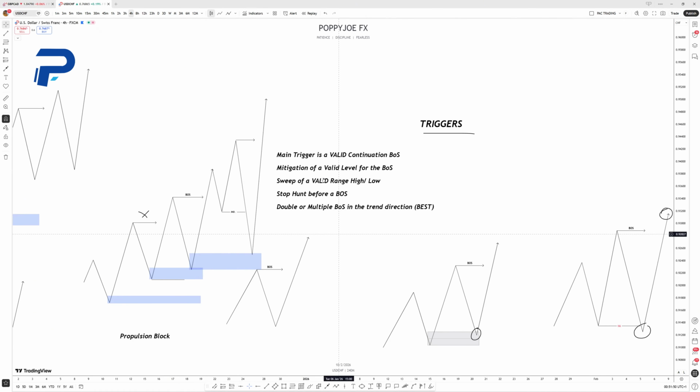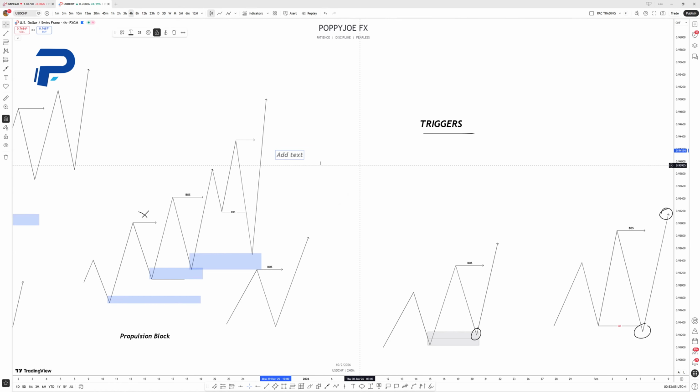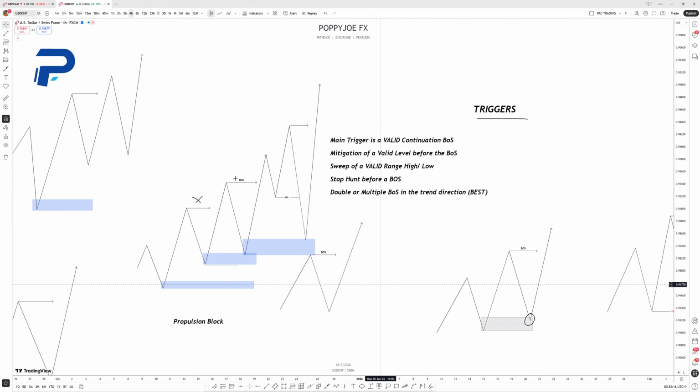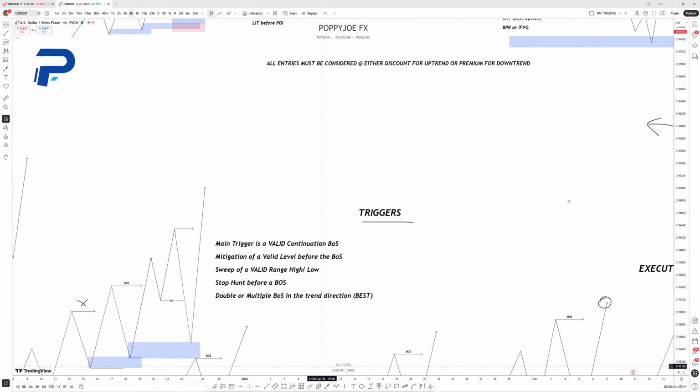Now, another thing that can also help you, apart from just having a valid BOS from a market structure point of view, is mitigation of a valid level before the BOS. Now, this is also important, right? Because look at this. When you have a mitigation of a valid level before we have a BOS, this is more like what I call a propulsion block.